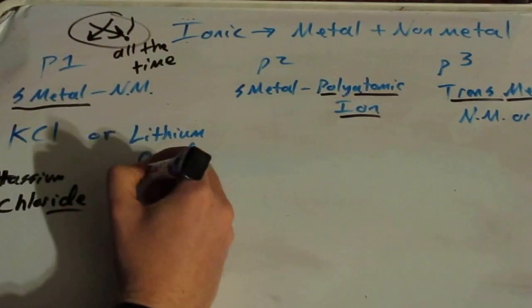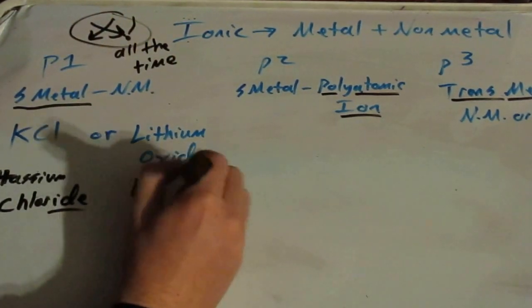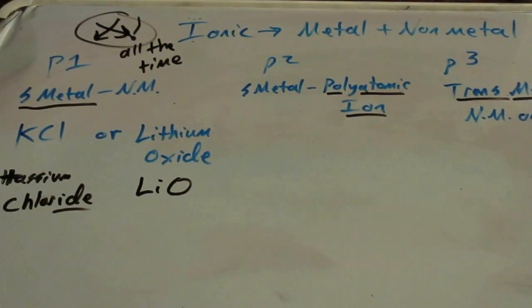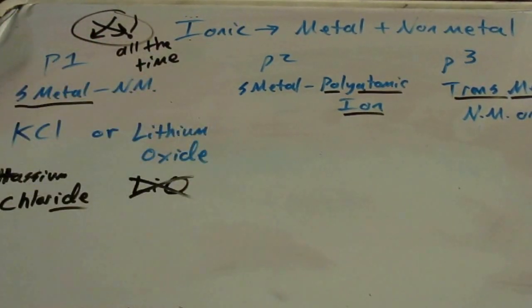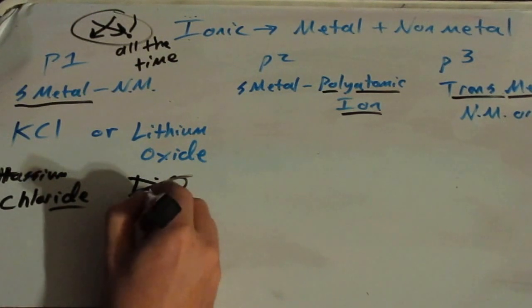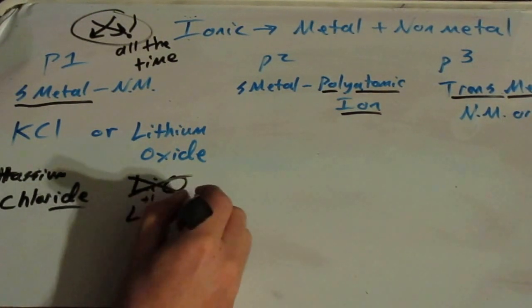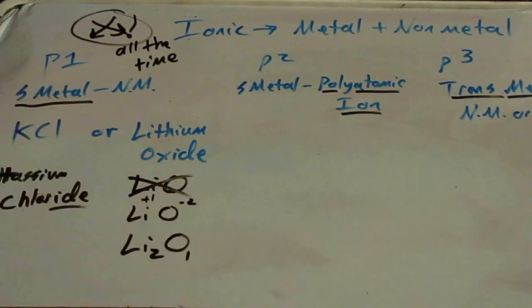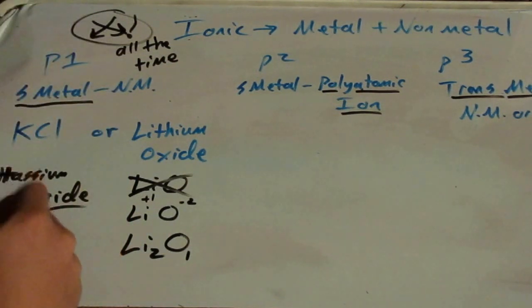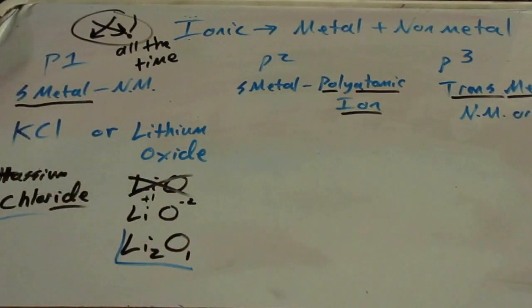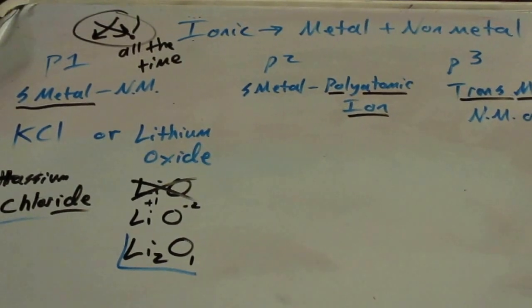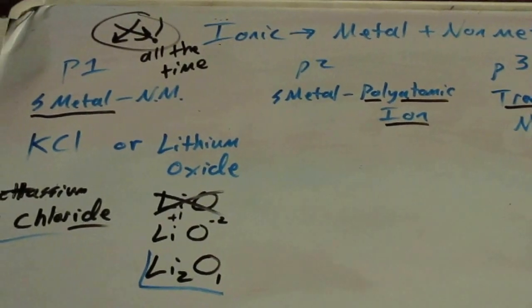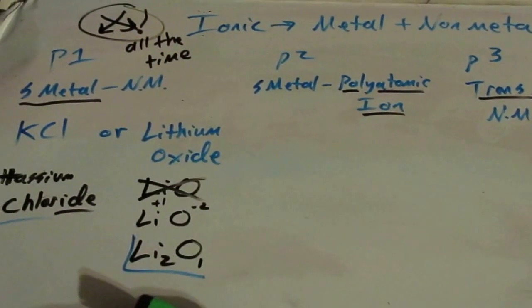Lithium oxide is again Li, and then oxide is oxygen O. But that's not right, because you must crisscross. Li plus 1 with an O minus 2 will become Li2O. And again, you don't have to put that one. I'm going to, and I would recommend for some of you that you do that as well. And that's essentially how all those go. Nothing too crazy there. Moving forward with the polyatomic ones.